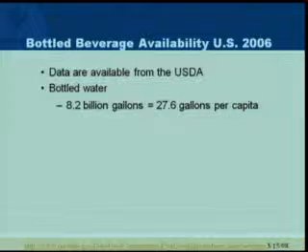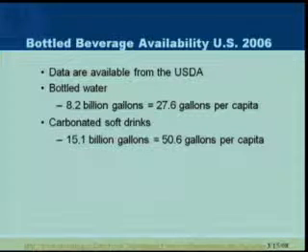These data are available from the USDA. In 2006, on average, bottled water was 8.2 billion gallons, so this is 27 gallons per capita. You know what's more than bottled water in the United States? What we drink more than bottled water that comes out of a bottle? Soda. And soda, carbonated drinks, we're at 50 gallons per capita. This is almost a gallon a week per capita.